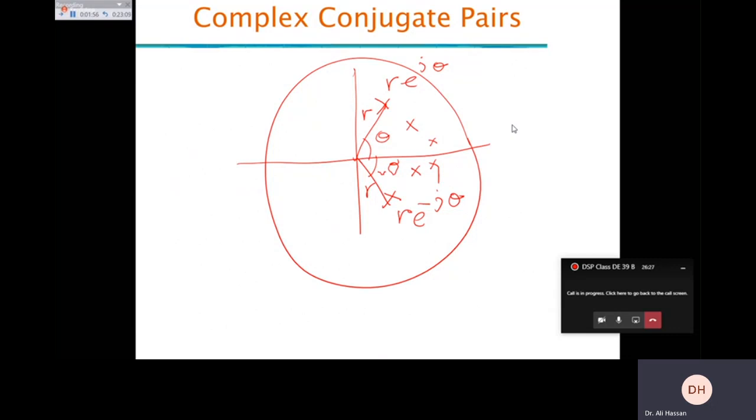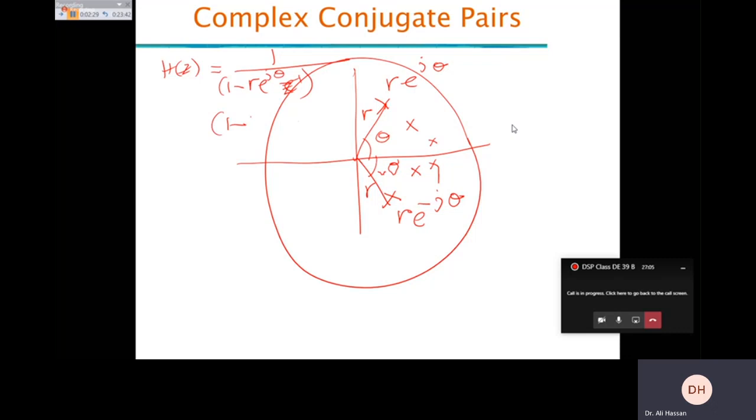So if you study only the two poles which exist in a complex conjugate pair, you can write its transfer function as well. So its transfer function will be h of z is equal to 1 over 1 minus r exponential j theta z inverse, and the second factor will be 1 minus r exponential minus j theta z inverse. So you are going to have two poles, the two roots. One root is at r exponential j theta, the other one is r exponential minus j theta. So you can write them together.